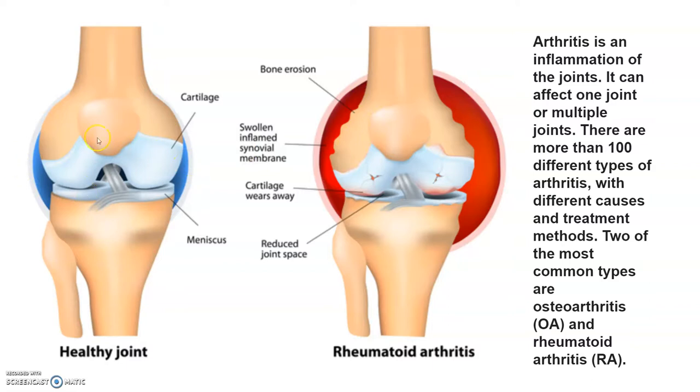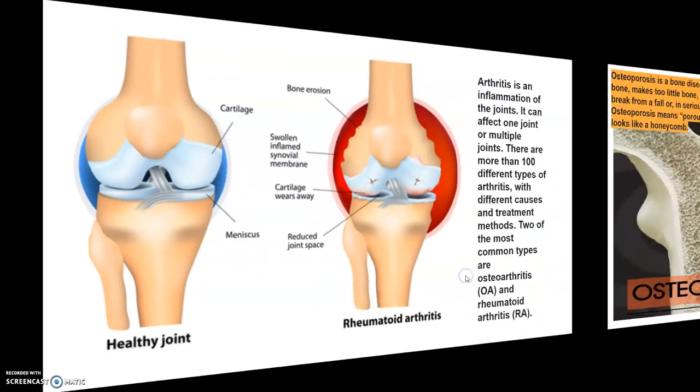So this is a healthy joint. You can see the cartilage and the meniscus of the joint, but in rheumatoid arthritis, which is also an autoimmune disease, you can see how the difference is there.